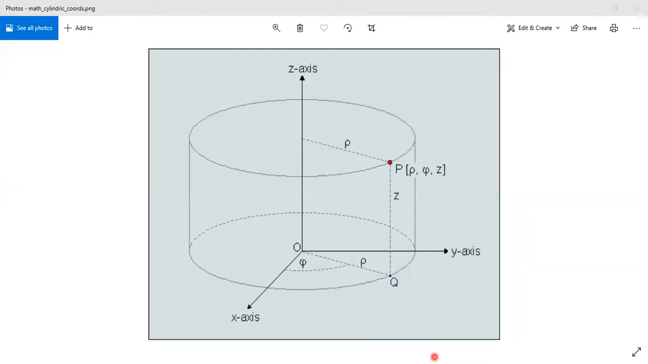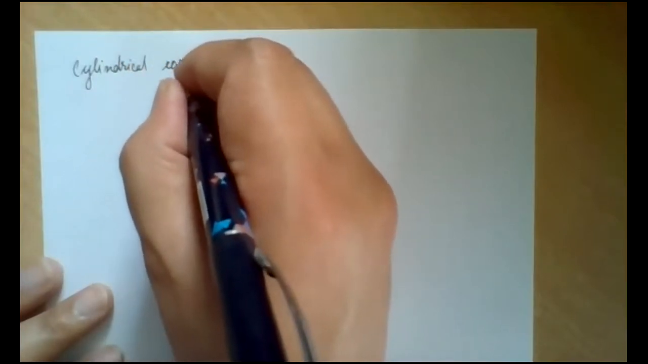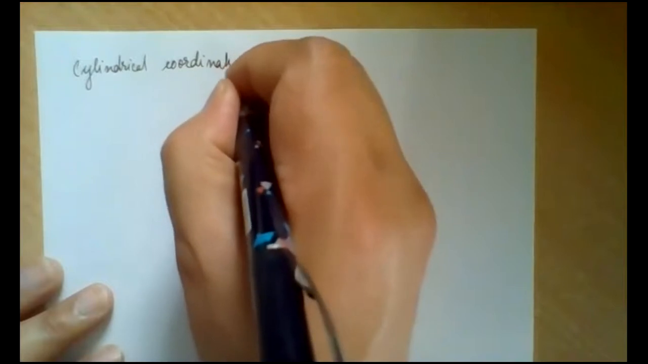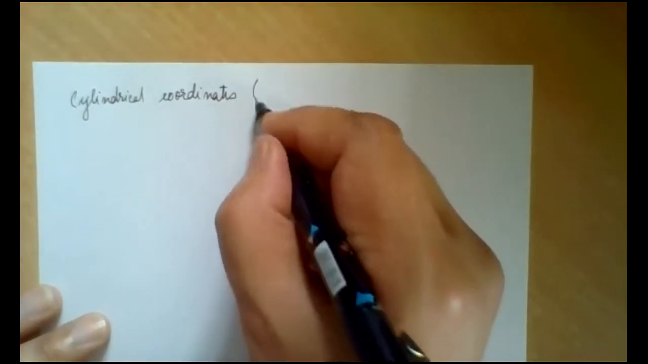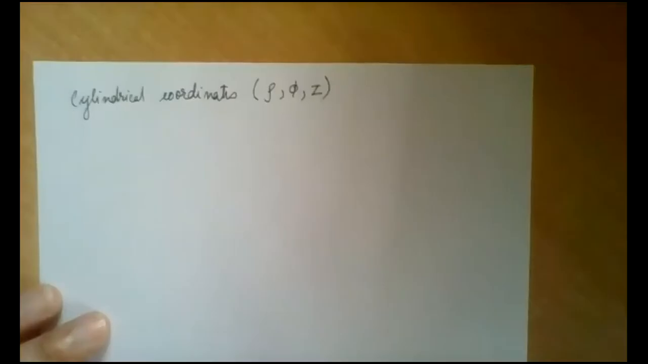What is the relation between x, y, z and cylindrical coordinates rho, phi, and z? So let me stop sharing. Let us come back. So what are we discussing? We are discussing cylindrical coordinates, and the coordinates are rho, phi, and z.